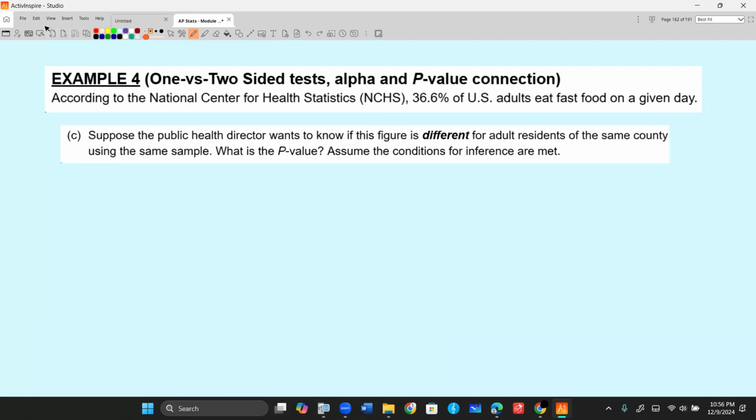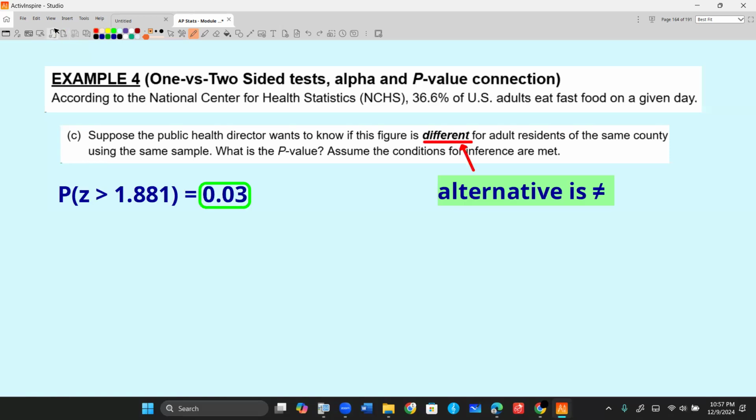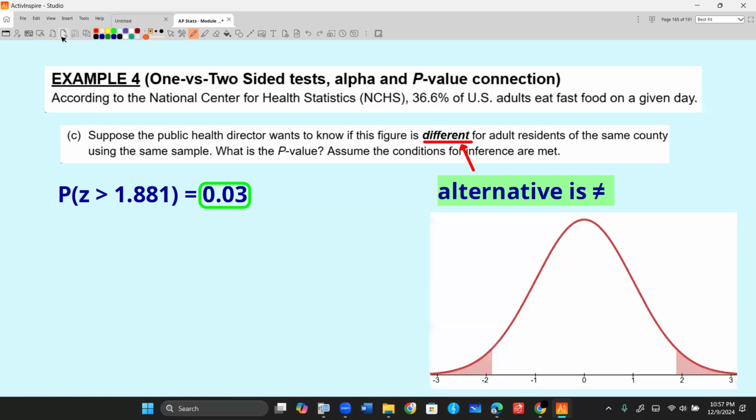Part C. Suppose the public health director wants to know if this figure is different for adult residents of the same county using the same sample. In this case, what's the p-value? Assume the conditions for inference are met. So remember, different. What does that mean? That means the alternative is not equal to. Different isn't above or below. It's not equal to. So what do we do in this case?